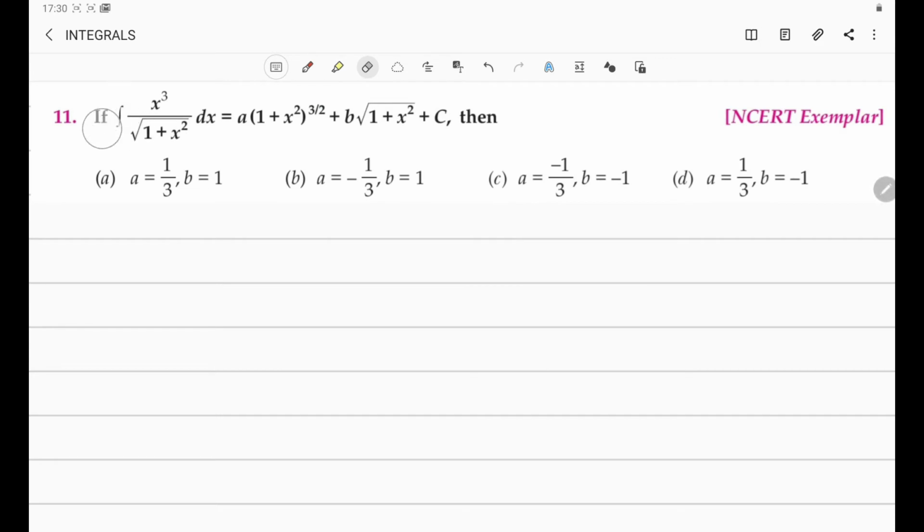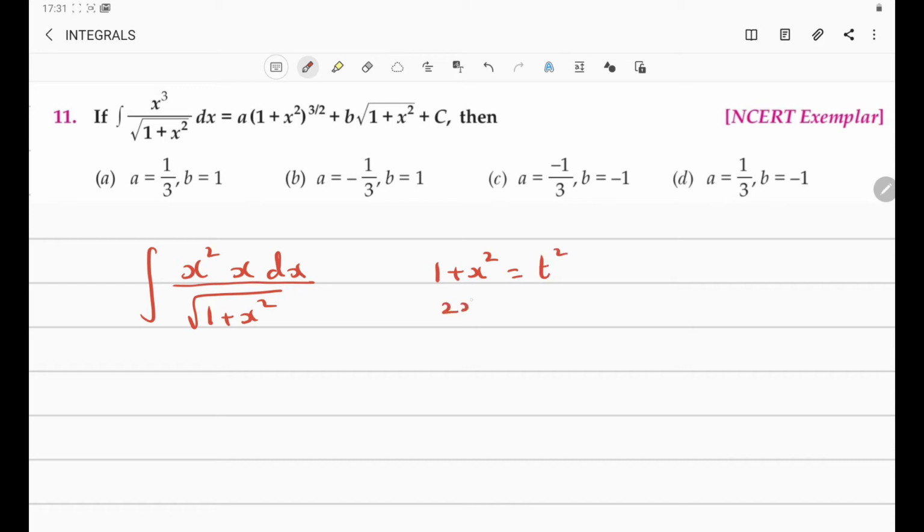Question number 11. If integral of x cube by 1 plus x square dx is a into 1 plus x square whole power 3 by 2 plus b into root over 1 plus x square plus c, then we have to find the values of a and b. So, let us write the numerator as x square into x dx divided by square root of 1 plus x square. So we put 1 plus x square as t square so as to eliminate the root.